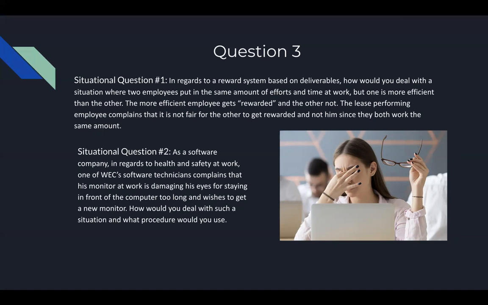And the second situational question Alex could ask Rebecca is: as a software company, in regards to health and safety at work, one of WEC's software technicians complains that his monitor at work is damaging his eyes from staying in front of the computer too long and wishes to get a new monitor. How would you deal with such a situation, and what procedure would you use?